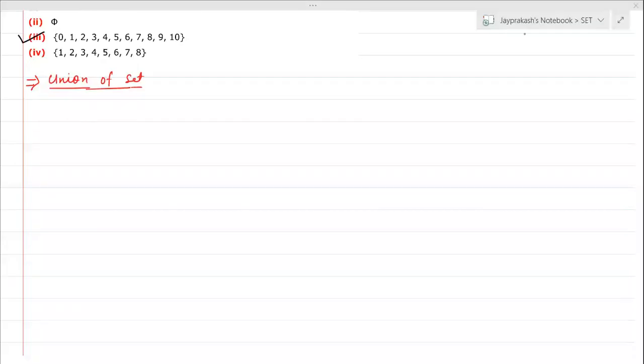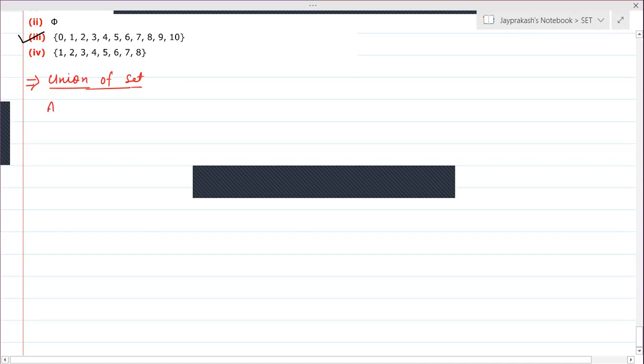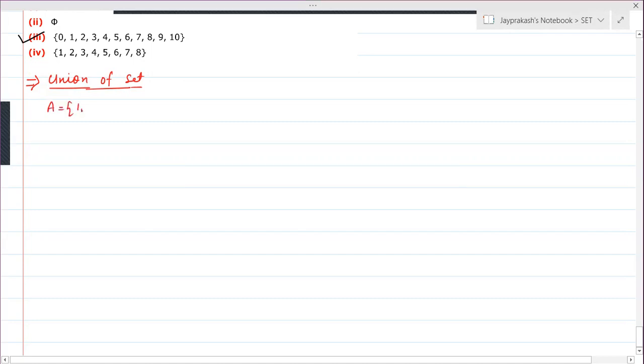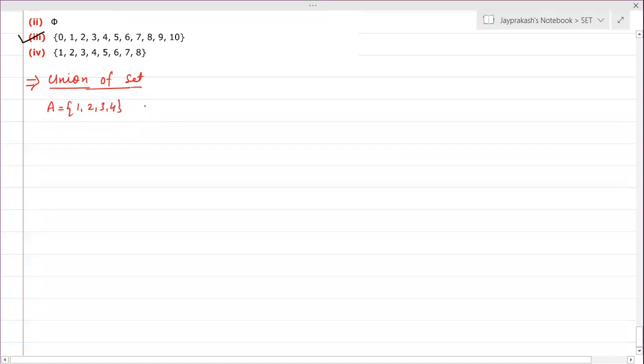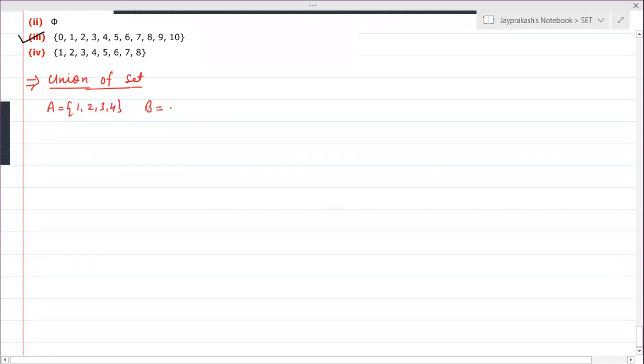So union of sets means you have to write all the elements from the 2, 3, 4, whatever sets you have been given. Let's see this by using an example. Suppose there is a set A. It contains the elements 1, 2, 3, 4. And now there is a second set B that contains the elements 2, 4, 6.